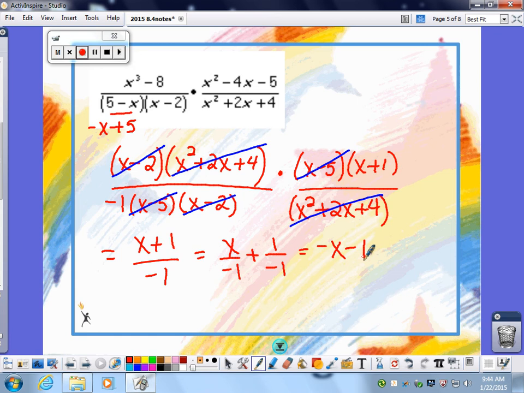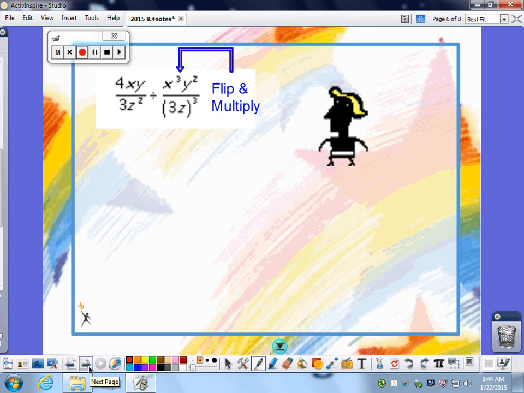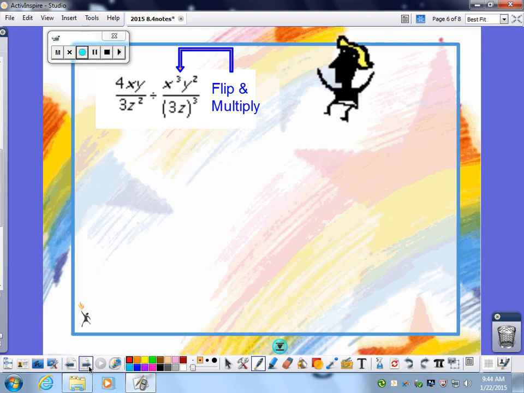Alright, let's try a division one. In a division problem, remember just like when you did this with numbers back in elementary school, when you divide fractions, you're going to flip the second one and multiply. So that's what my little dude there is doing. He's reminding you to flip that second fraction.